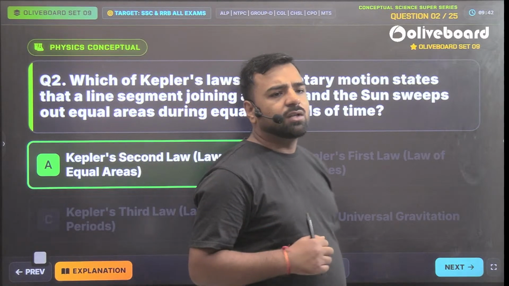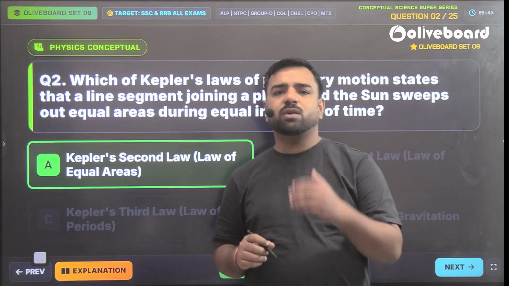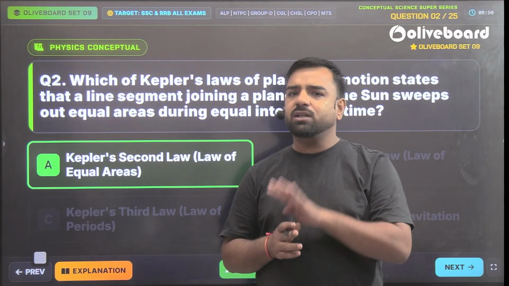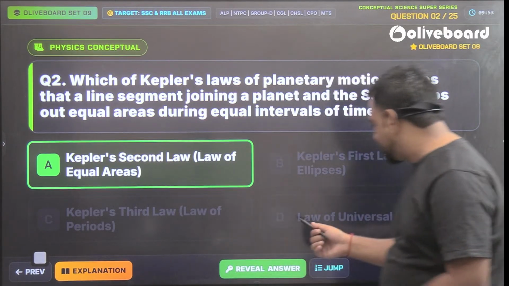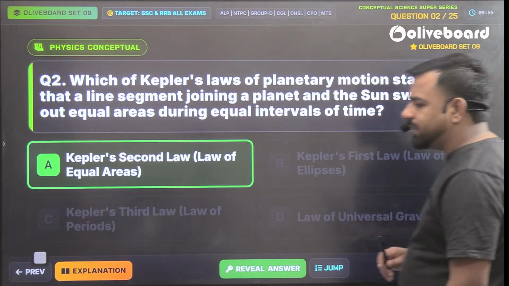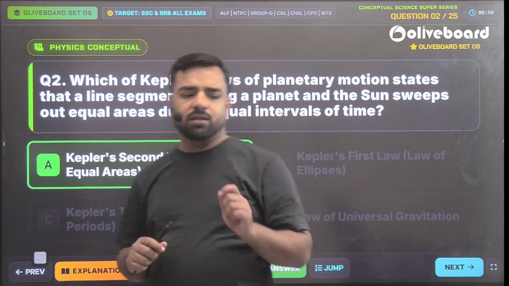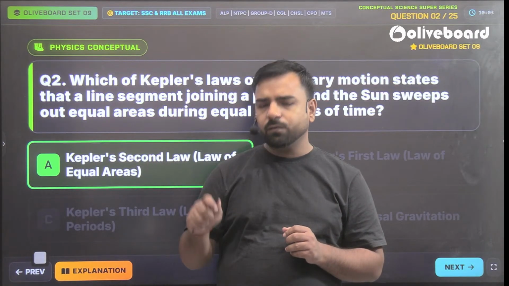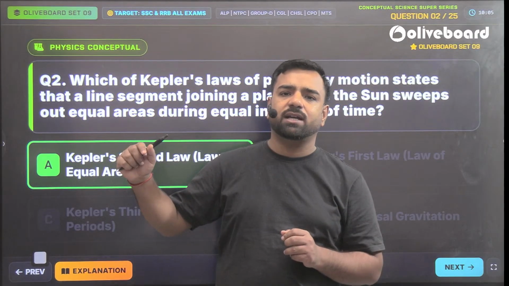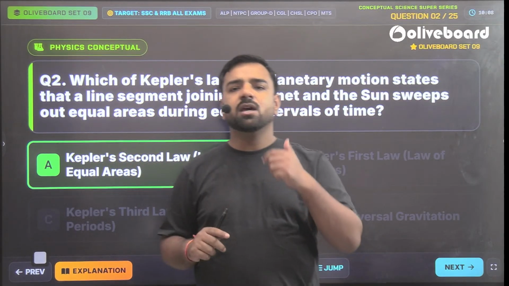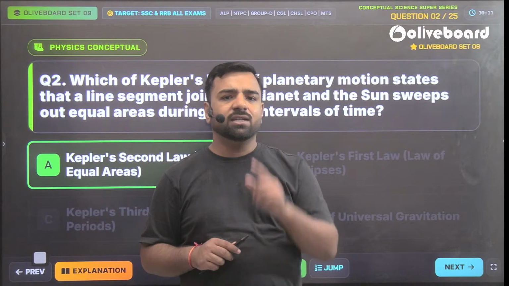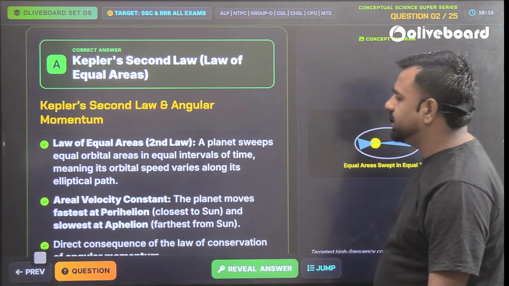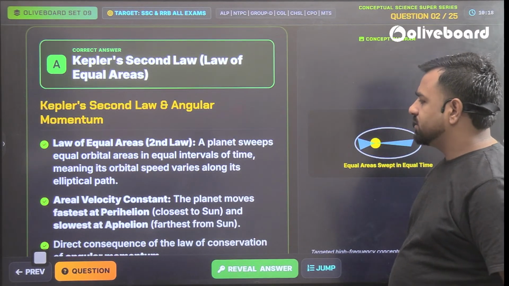And what about the third law? The third law states that the square of the time period is proportional to the cube of the semi-major axis. So there are only three laws of Kepler. The fourth option given here was the law of universal gravitation. The law of universal gravitation was given by Sir Isaac Newton, and the formula is F equals G m1 m2 upon r square, where force is directly proportional to the product of the masses and inversely proportional to the square of the distance between them. That's great. Harry, that's perfect what you're saying. So here the correct answer was option A.